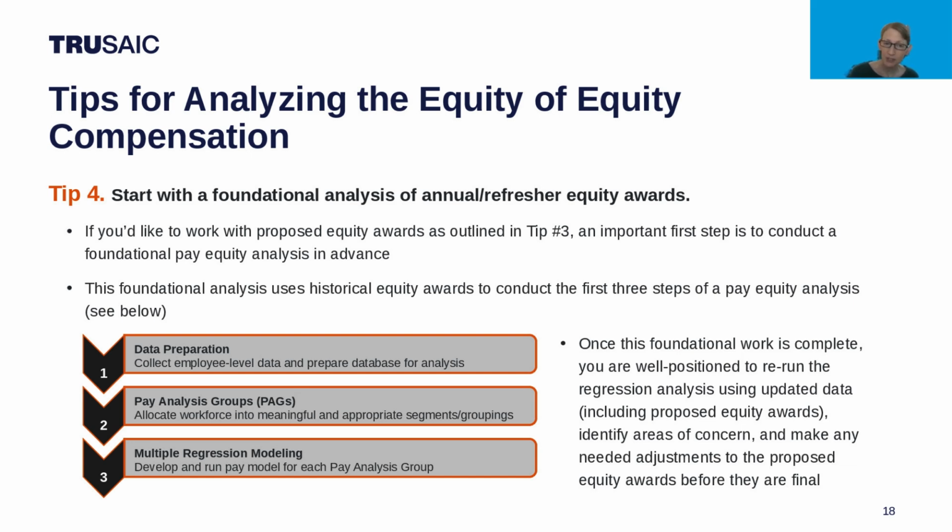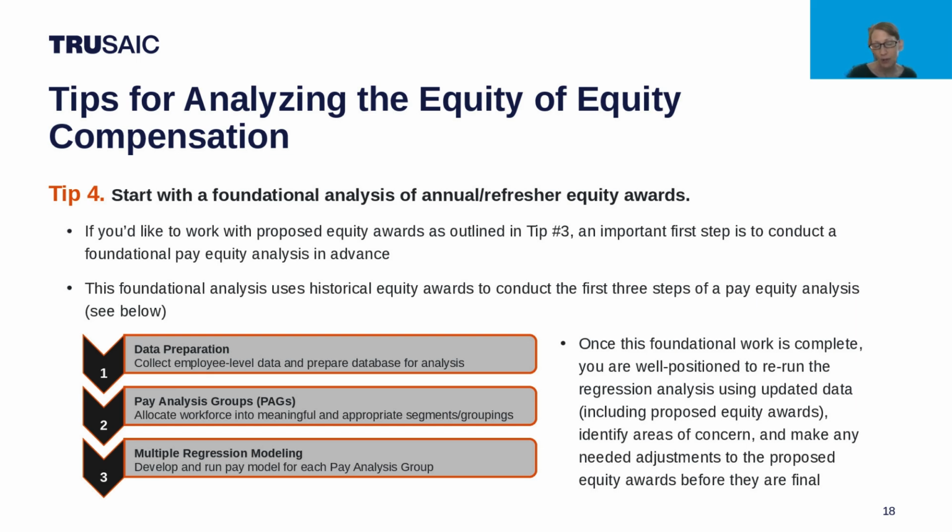So our fourth tip is to start with what we call a foundational analysis of the annual refresher equity awards. If you want to analyze proposed equity awards, we think an important first step is to conduct a precursory or foundational pay equity analysis in advance of your compensation process. For this foundational analysis, you can use your past equity awards to get started on your pay equity analysis. So you would conduct the first 3 steps of a pay equity analysis.